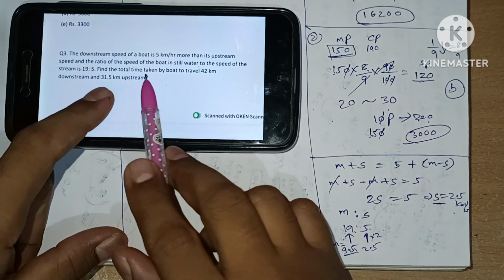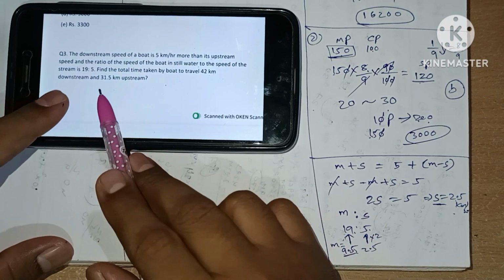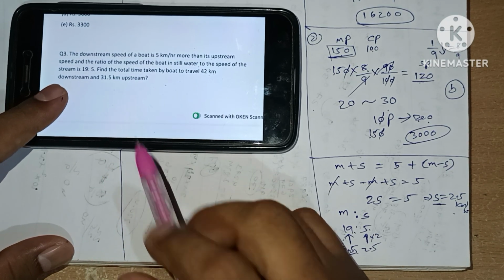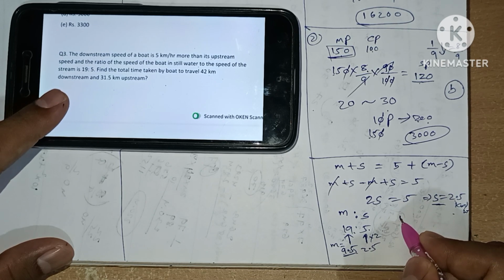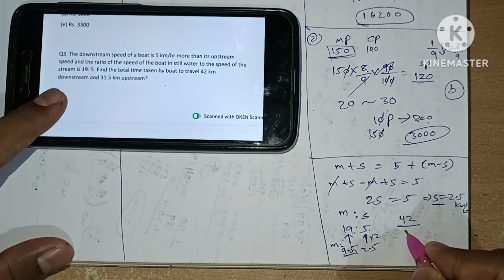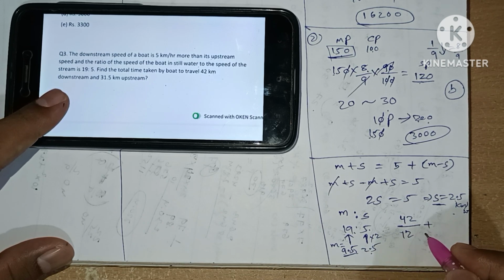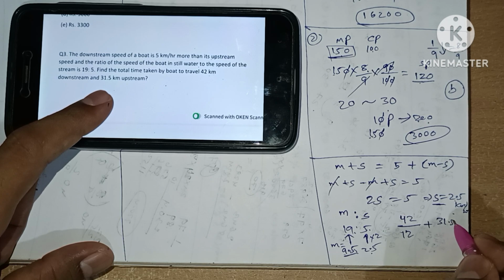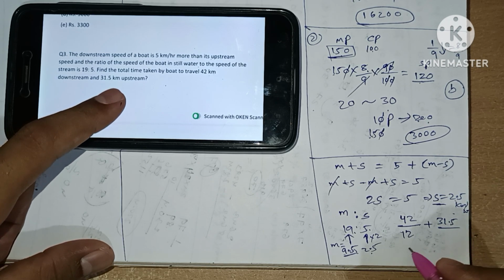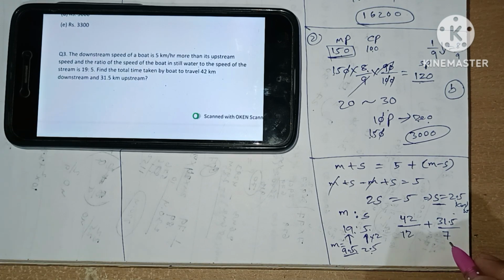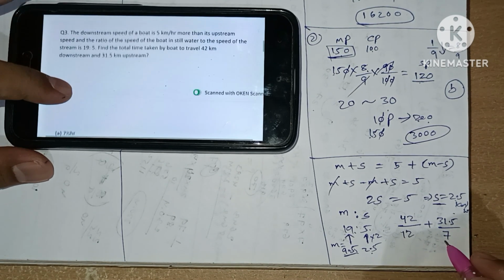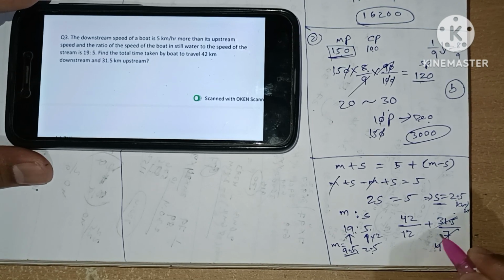Now the question asked is to find the total time taken by the boat to travel 42 kilometers downstream and 31.5 kilometers upstream. Talking about 42 kilometers downstream means M plus S, the sum of these two, which will be 12, plus 31.5 divided by upstream speed. Upstream means the difference between these two, which will be 7. So what we get here is 7 times 4 is 28, and 0.5 times is 3.5. So we get 4.5 here.